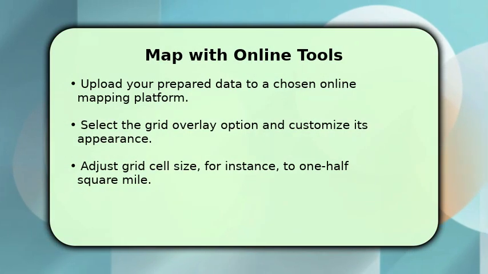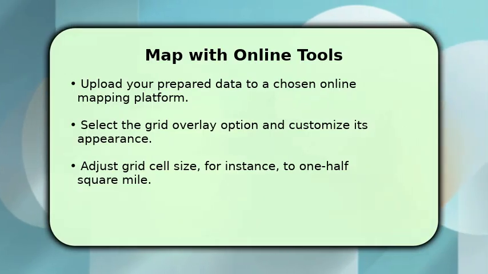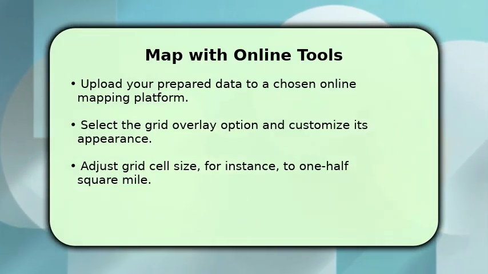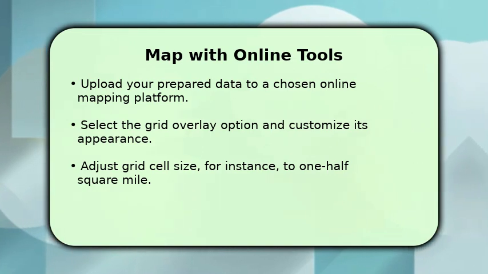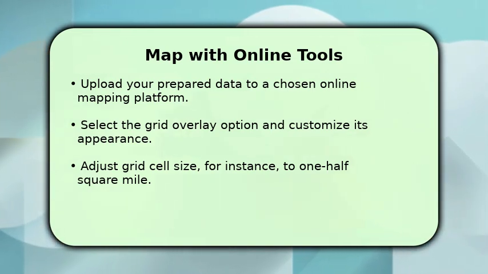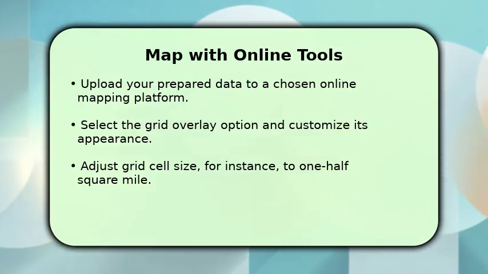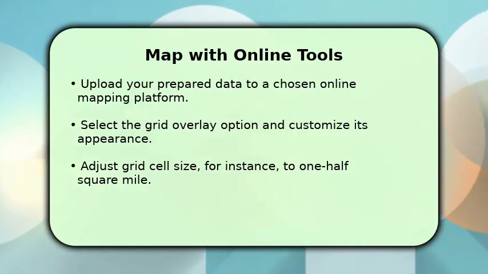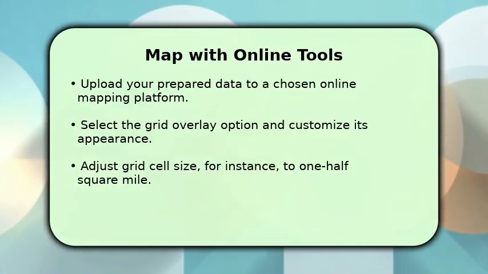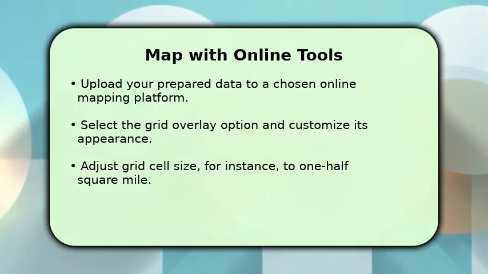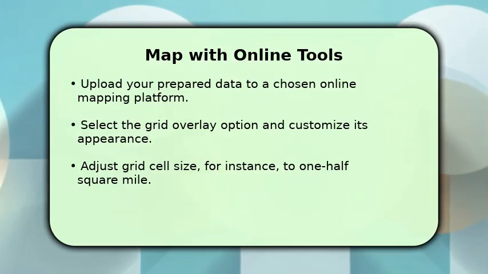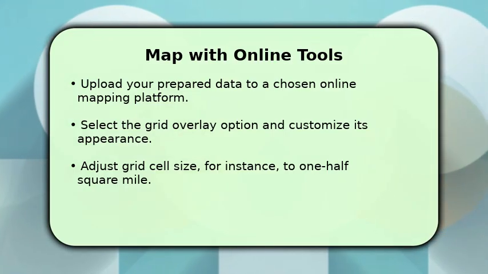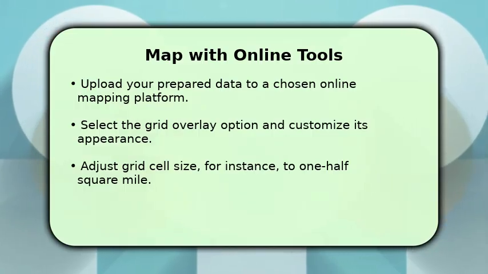Now, let's use an online mapping tool. Many free platforms allow you to upload your data easily. Once uploaded, look for the grid overlay feature. You can customize the grid's appearance, choosing colors and transparency levels to highlight your data effectively. Adjust the grid cell size, perhaps to a 1/2 square mile, to match your analytical needs. This step transforms your raw data into a visually compelling grid map, ready for interpretation and sharing with others.